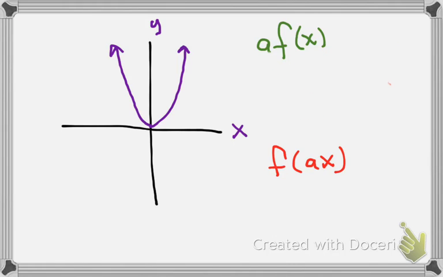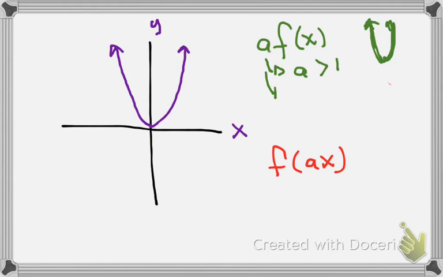On this one's the one where you have to watch. If a is greater than 1, and I'm going to put the greater than symbol, I think you can figure that out, then the graph is going to get narrow. It's going to get thinner. It's going to look like it's thinned up, okay?